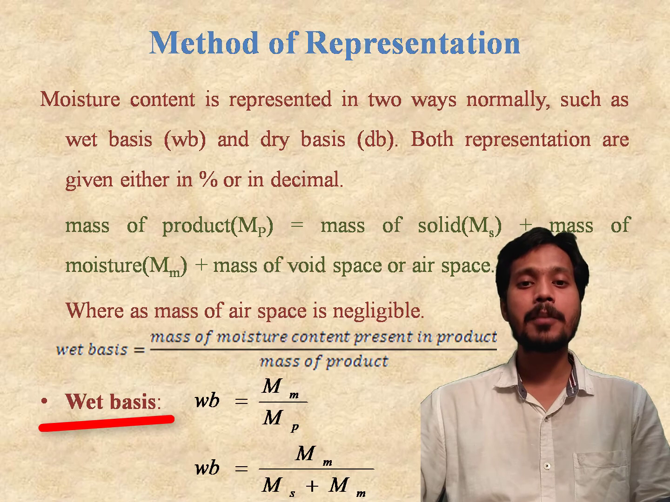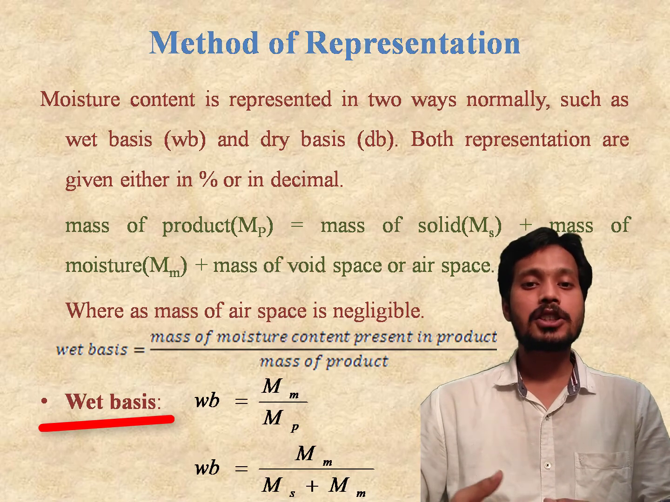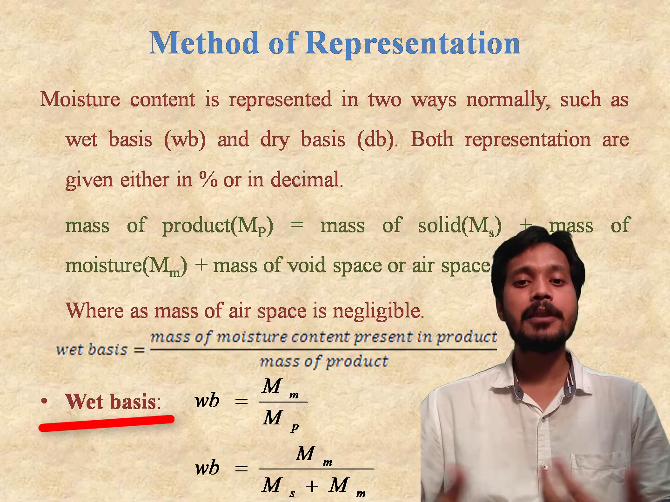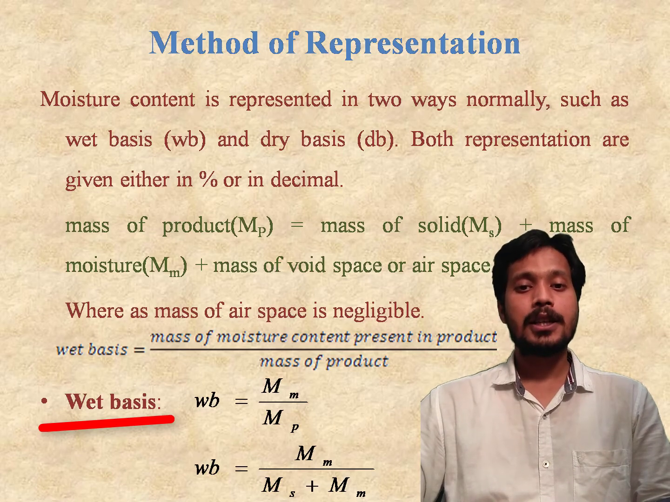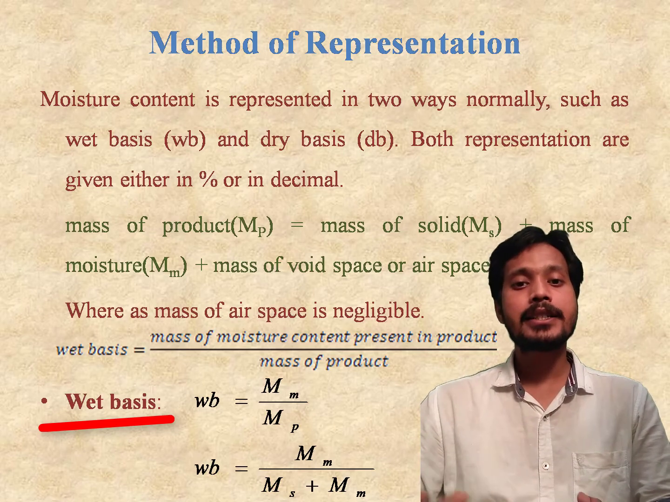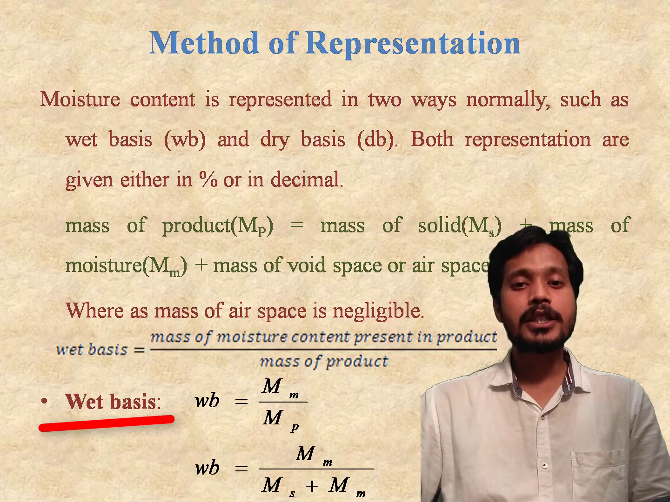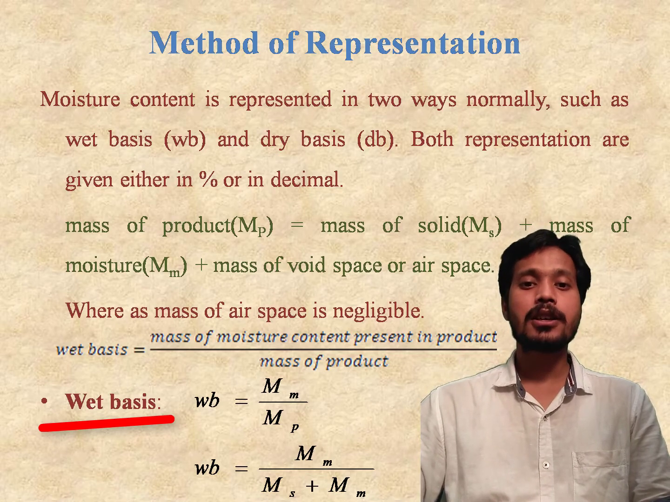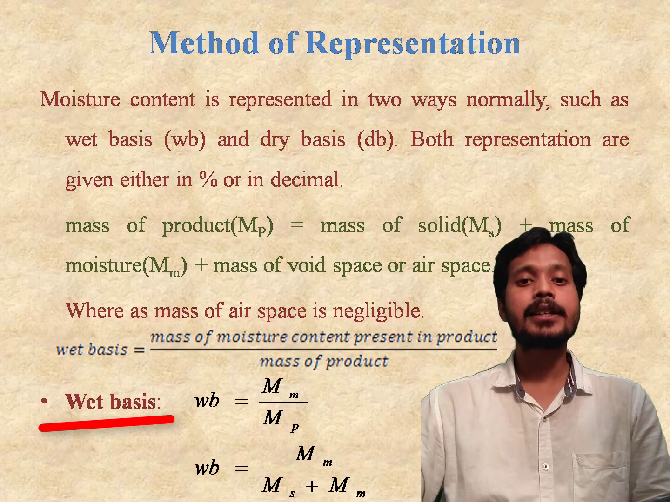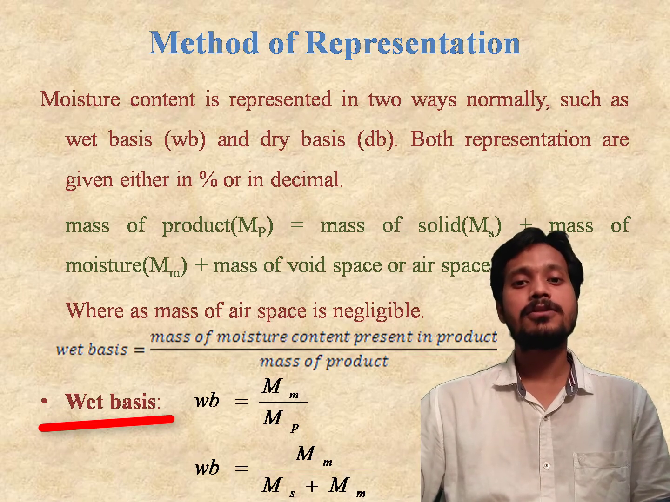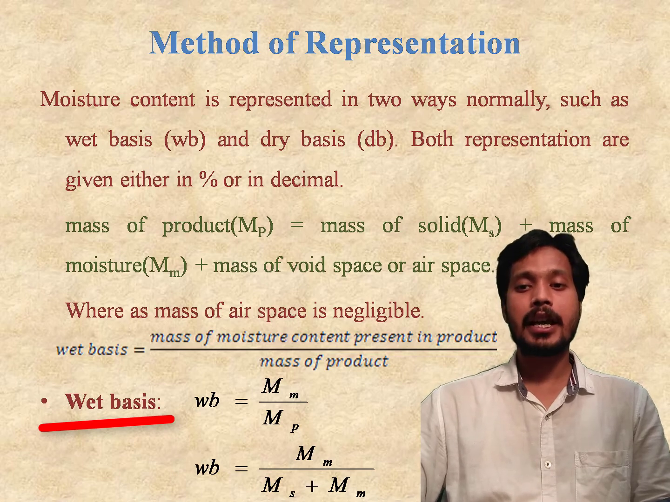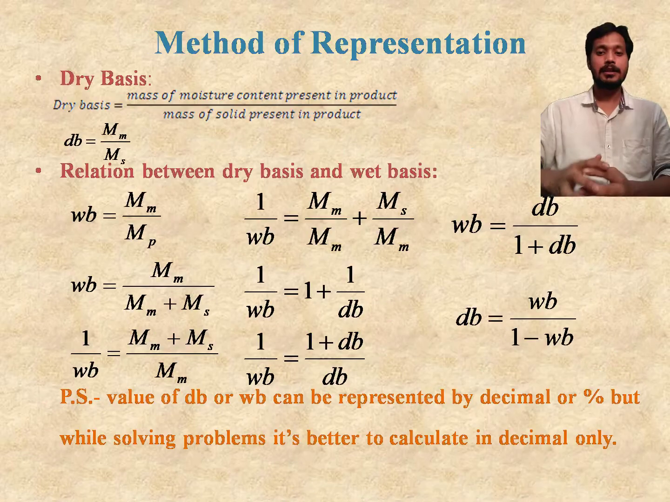So what is this mm? mm is mass of moisture. What is mp? Mass of product. This mass of product can again be simplified into two, because it is mass of solid plus mass of moisture, because you have neglected the mass of void space. So finally we can write WB equals mm by ms plus mm.